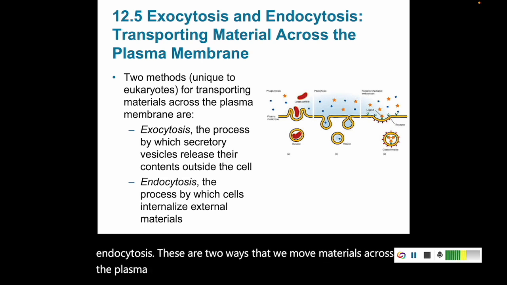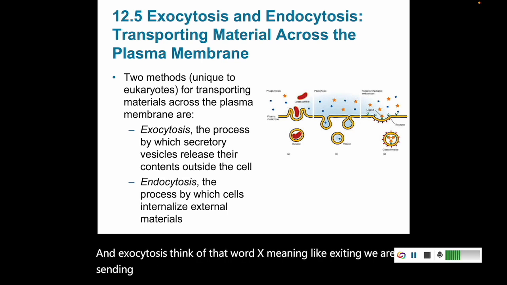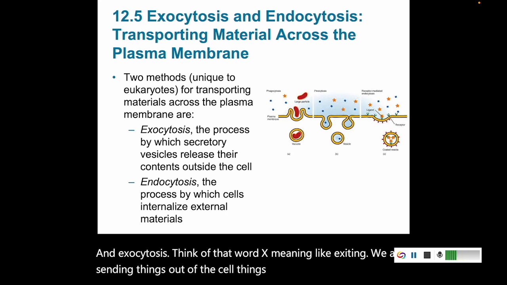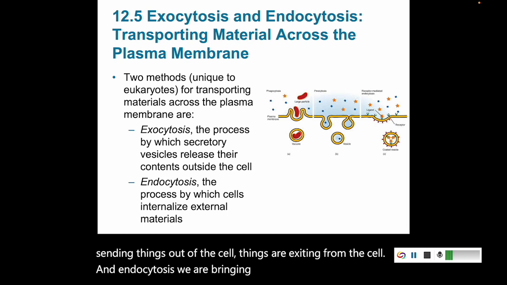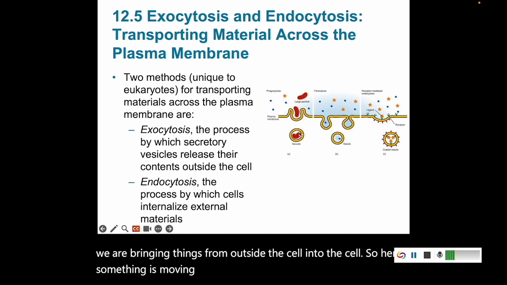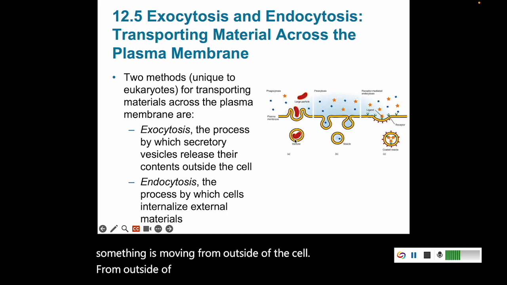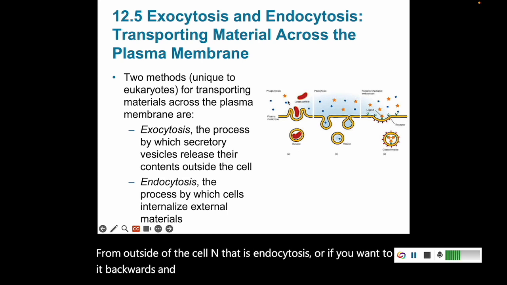And exocytosis, think of that word, ex meaning like exiting. We are sending things out of the cell. Things are exiting from the cell. In endocytosis, we are bringing things into the cell. So endo means in. We are bringing things from outside the cell into the cell. So here, something is moving from outside of the cell in. That is endocytosis. Or if you want to do it backwards and move it out, that would be exocytosis.